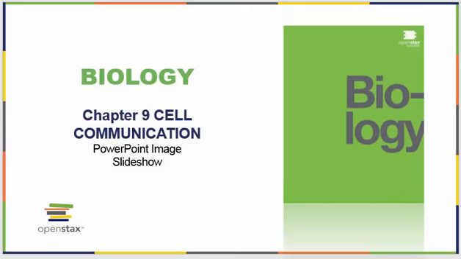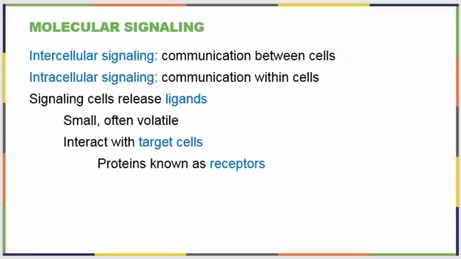Chapter 9, Cellular Communication. Let's discuss intercellular signaling, which is communication between cells, and intracellular signaling, which is communication within cells. When we talk about communication, we worry about ligands, which are released by individual cells. They're small and often volatile, and they interact with target cells. Those target cells have proteins that are known as receptors. There are many different types of ligands, and there are many different types of receptors. We'll discuss many different examples.